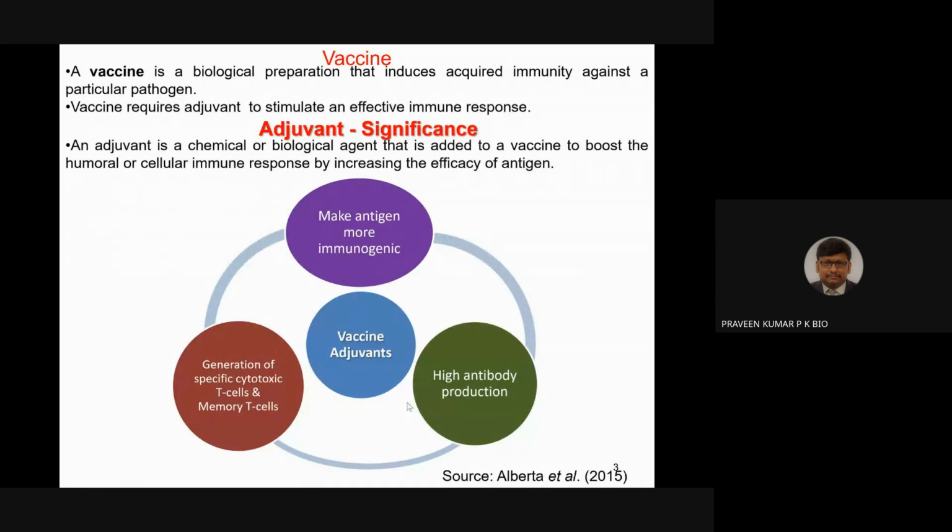Just for increasing, like if a patient is mentioned to live for 2 days, but if the patient is given antibodies, then he can live 3 or 4 days, not more than that. Just for increasing the shorter span of life. But antigens, obviously, for longer periods. And the vaccine requires an adjuvant to stimulate an effective immune response.